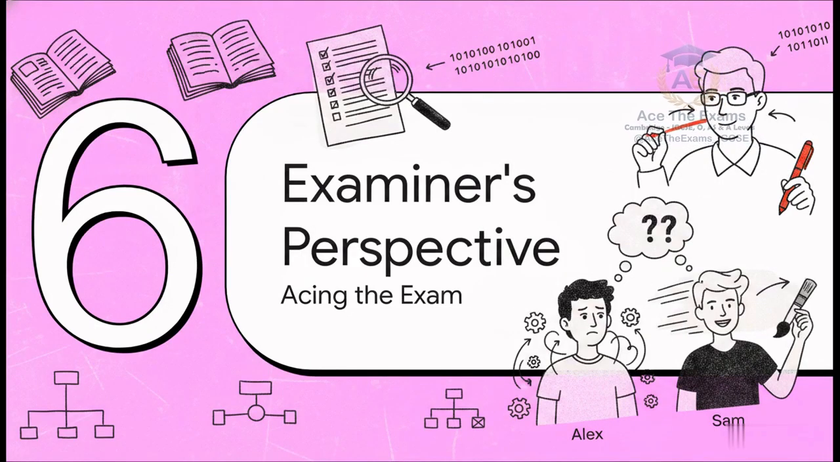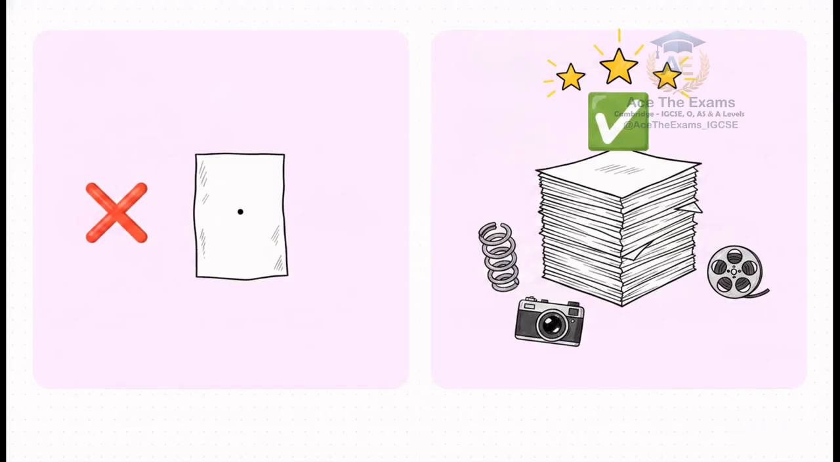Section 6. The examiner's perspective. Acing the exam. We are entering the final stretch. This is where we present the complete computer science answering system. Rule number 1. Command word decoding. Look at these 2 answers explaining lossy compression. The low-level answer, lossy means data is lost permanently, completely fails to decode the command word explain. It just gives a basic definition.